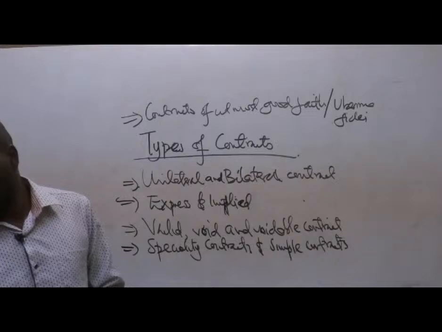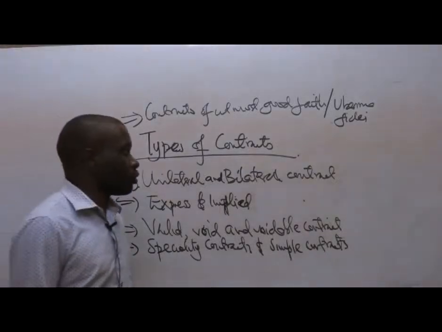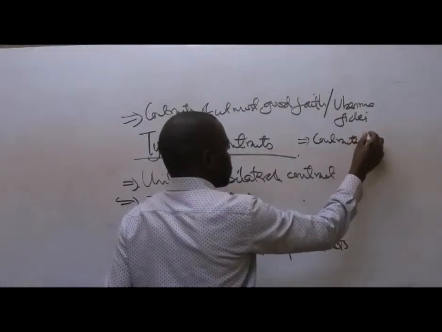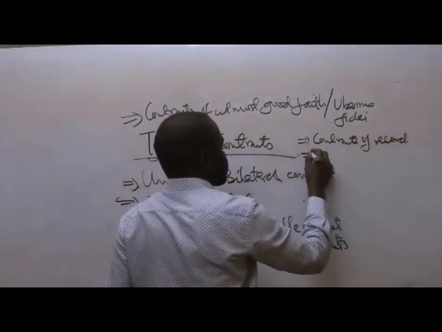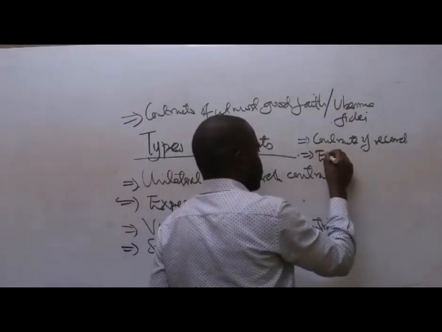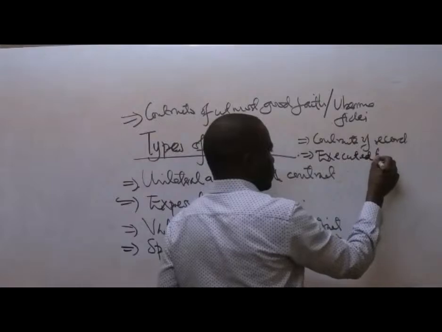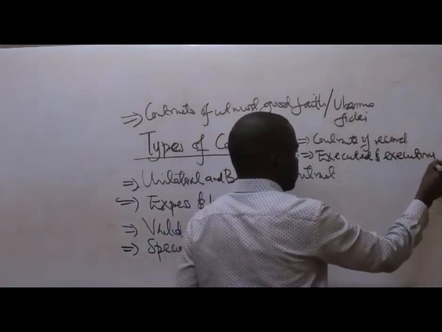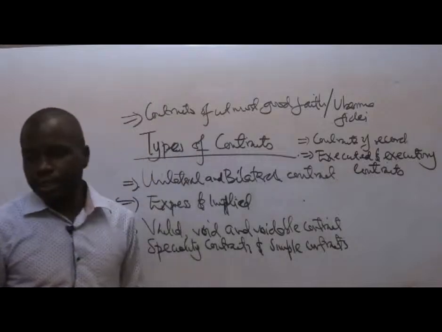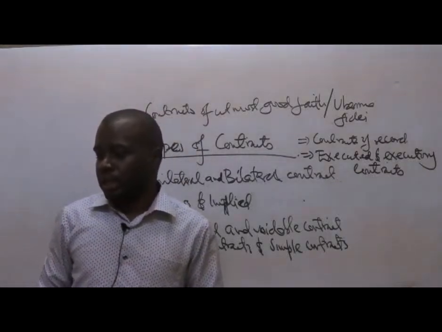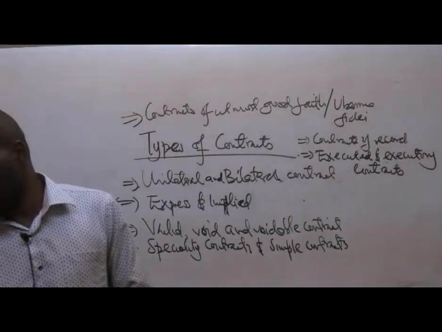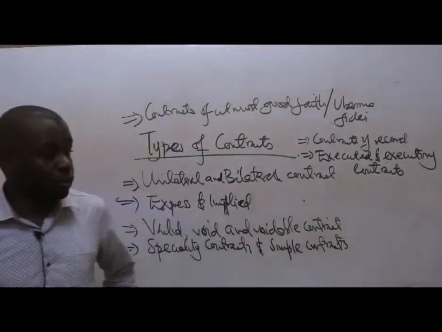Then the second last one, contracts of record. You can have contracts of record. Then we can have executed and executory contracts. So those are some of the types of contracts we can have.